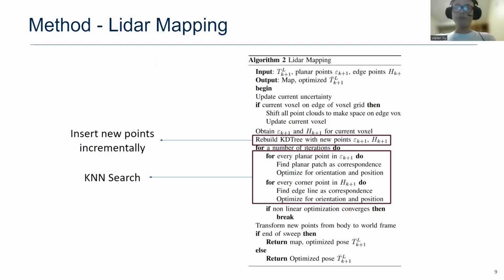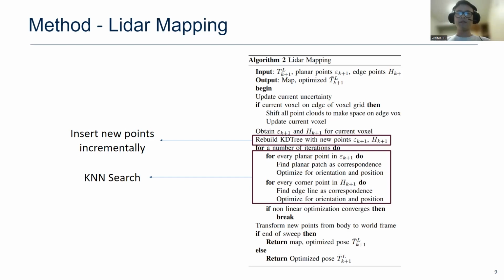The next submodule is LiDAR mapping. So we followed a similar process. We figured out where the tree structure was used. For this module, it first rebuilds the KD-Tree. So this is where we can introduce our improvements. Instead of rebuilding the whole tree with the new points, we can insert the new points incrementally.